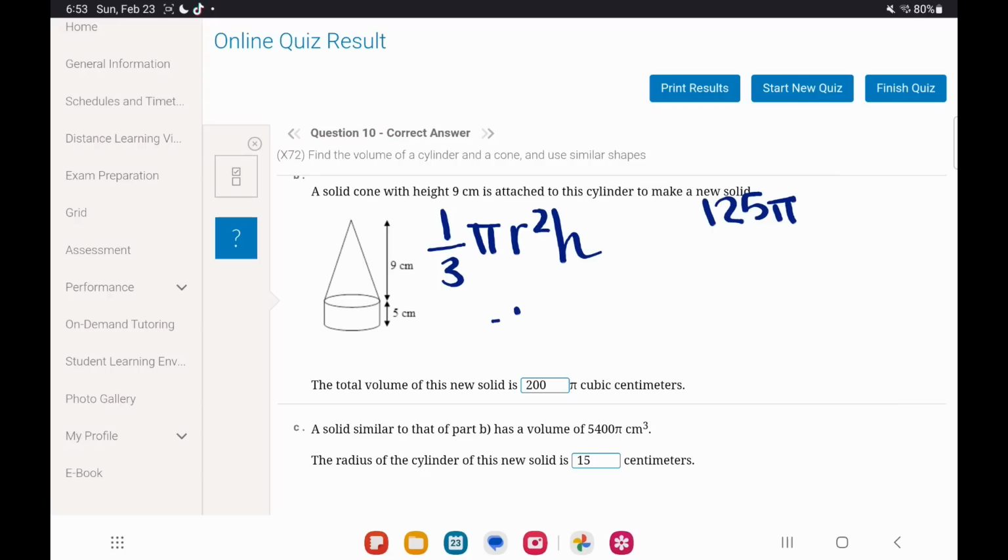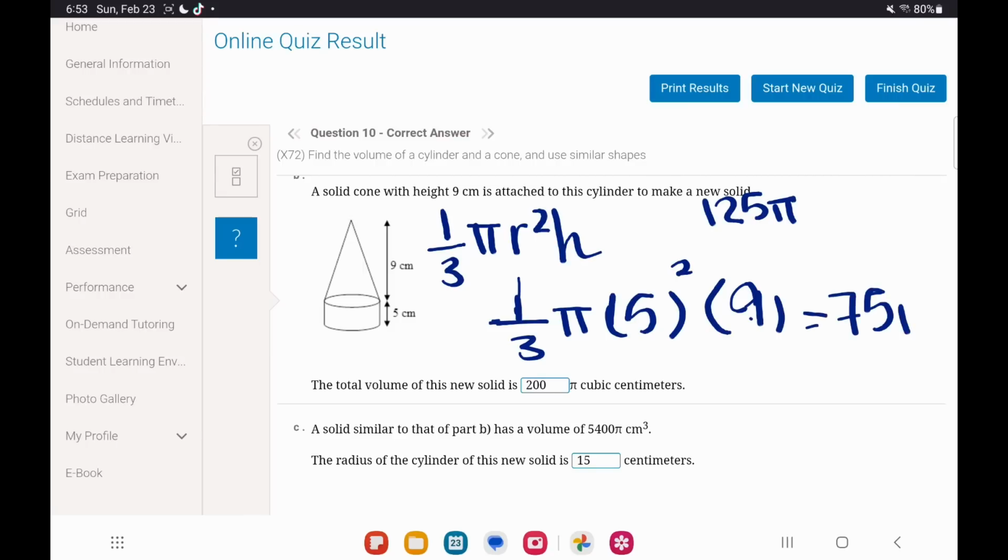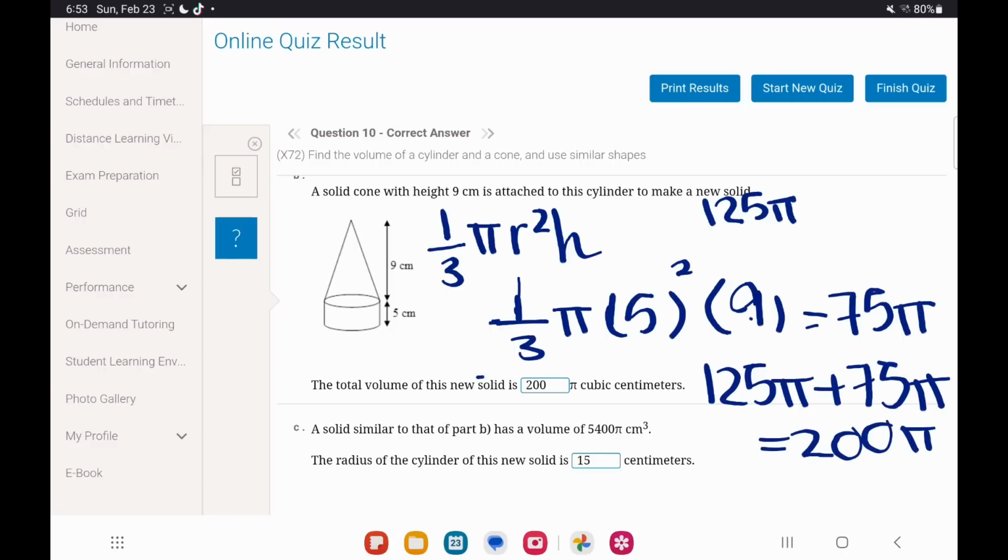So 1 over 3, we already found our radius in the first question, which is 5. And then the height is 9. Okay, so you do all that on your calculator, you get 75 pi, and then 125 pi plus 75 pi. On your calculator, you get 200 pi, and that is your answer.